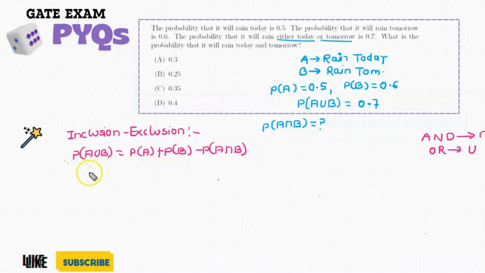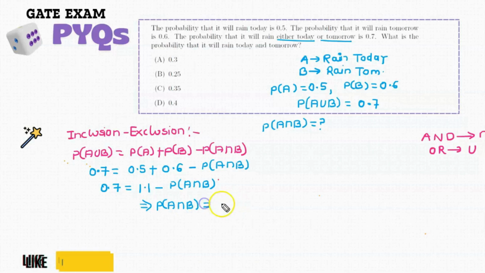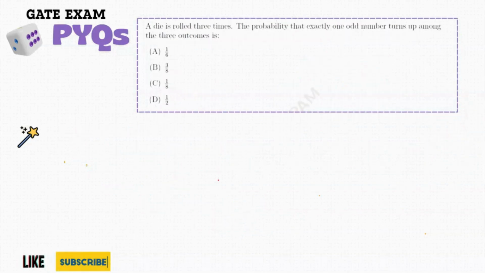So from this, if we substitute the values, union probability is 0.7, probability of A is 0.5, probability of B is 0.6, and this is what we have been asked for. Simplify this, 0.7 equals 1.1 minus probability of A intersection B. So probability of A intersection B is going to be 1.1 minus 0.7, which gives the answer as 0.4. So the correct option is going to be option D. Now moving to the next question.